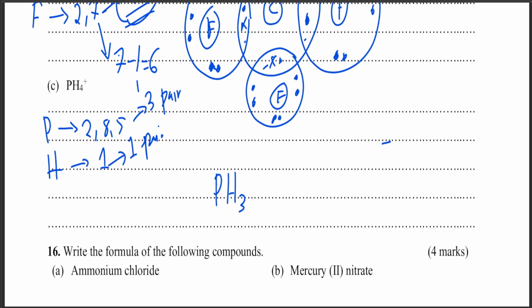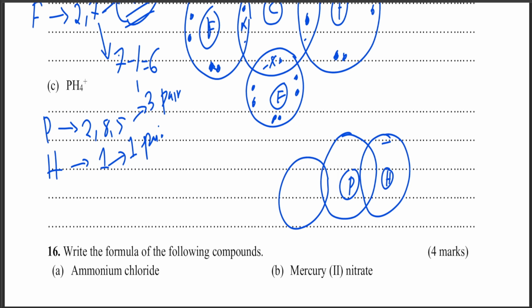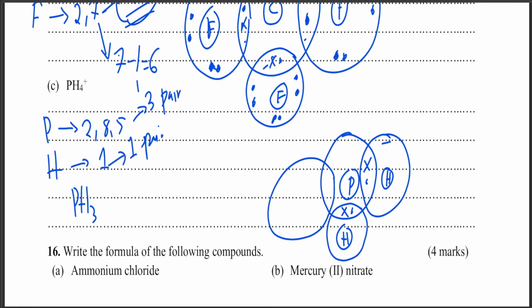So let's draw PH3 first. We have phosphorus, and the first H, the second H, and the third H. Draw it neatly. Now that becomes PH3. One hydrogen will take 1 pair, the other one also 1 pair, and the other one 1 pair as well. This one is very small, let me just rub it out. So this is 1 pair. We're done with the H3 and the phosphorus.